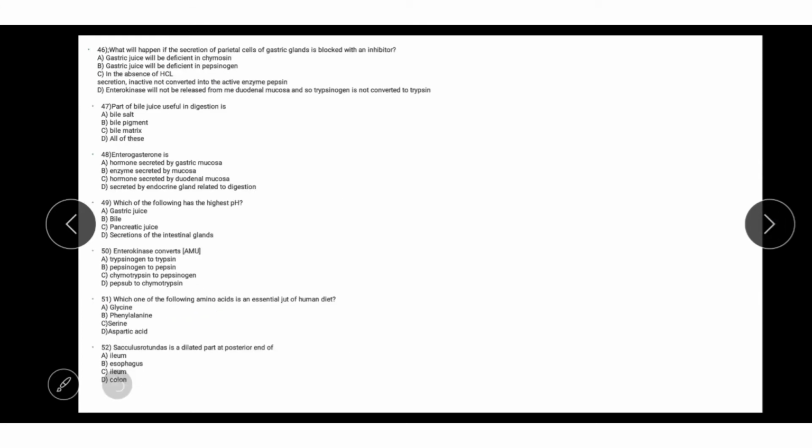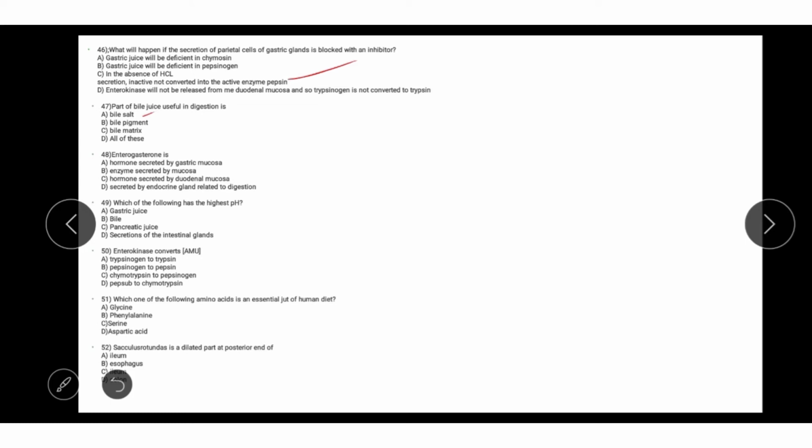What will happen if the secretion of parietal cells of gastric glands is blocked with an inhibitor? Then the answer is, in absence of HCl secretion, inactive pepsinogen is not converted into the active enzyme pepsin. C. Let's see. Part of bile juice useful in digestion is bile salt.